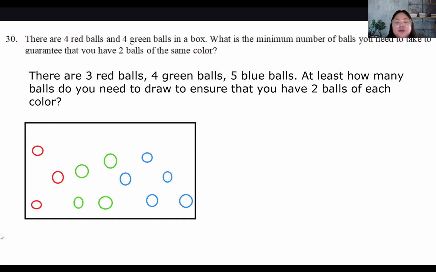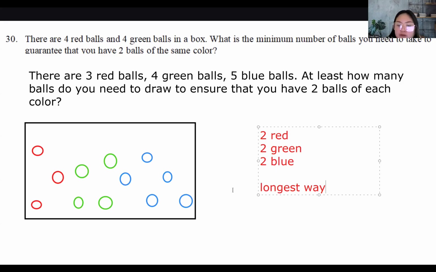So you have to ask what's the longest way that you can get two balls of each color. So two balls of each color, that means you need two red, two green, and two blue. That's what you need. But since this is a worst case scenario problem, you need to get the longest way to achieve what you want. So, what's the longest way to get what you want?